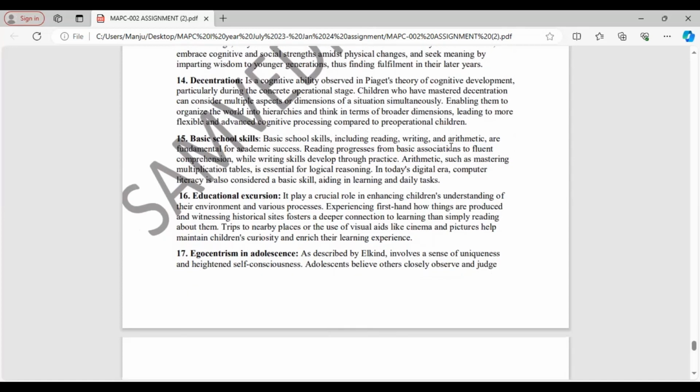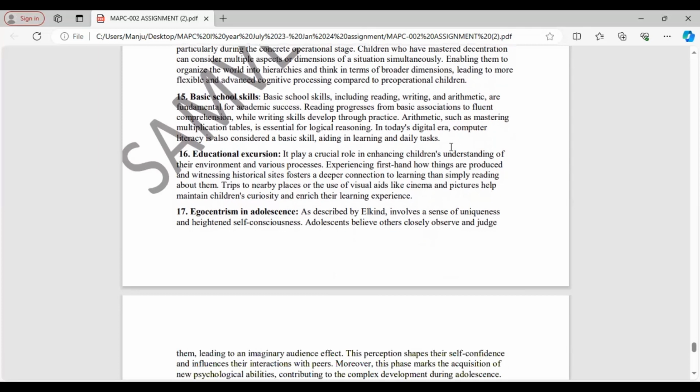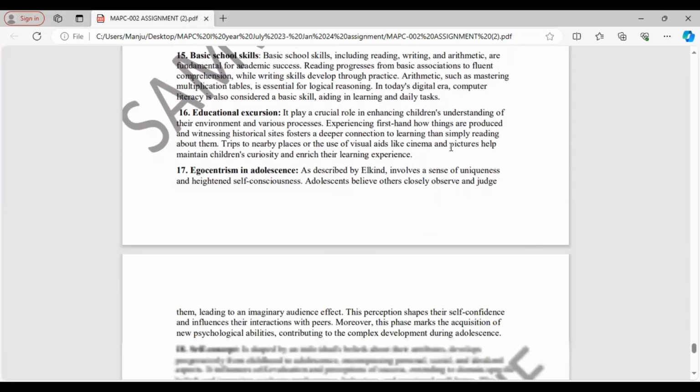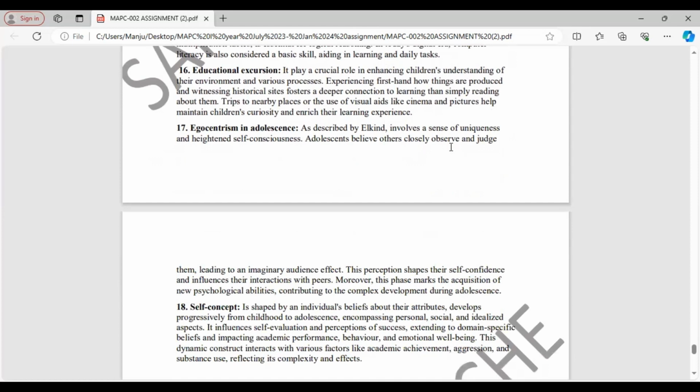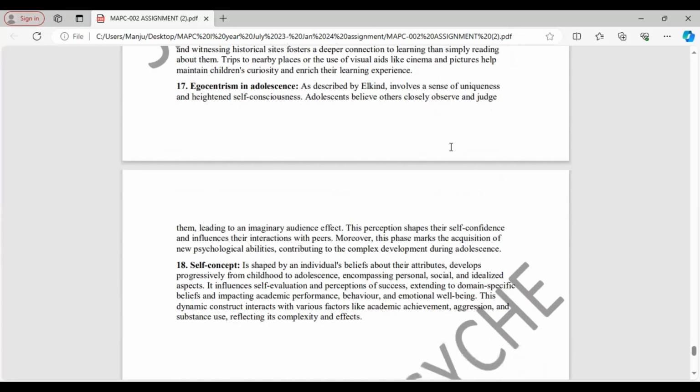Egocentrism in adolescence, as described by Elkind, involves a sense of uniqueness and heightened self consciousness. Adolescents believe that others are closely observing and judging them, leading to an imaginary audience effect. This perception shapes their self confidence and influences their interaction with their peers. Moreover, this phase marks the acquisition of new psychological abilities contributing to the complex development during adolescence.